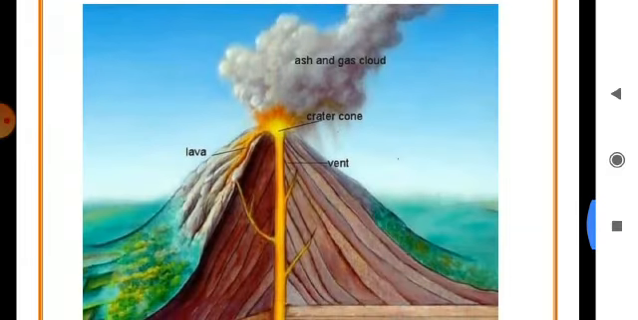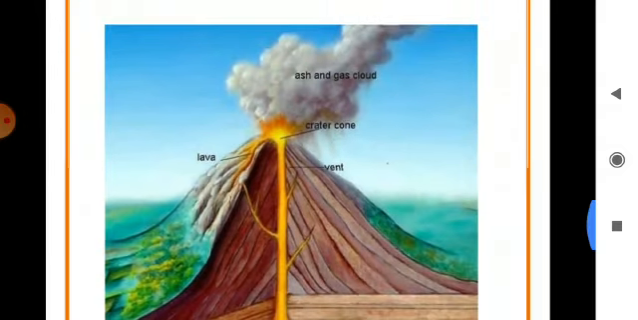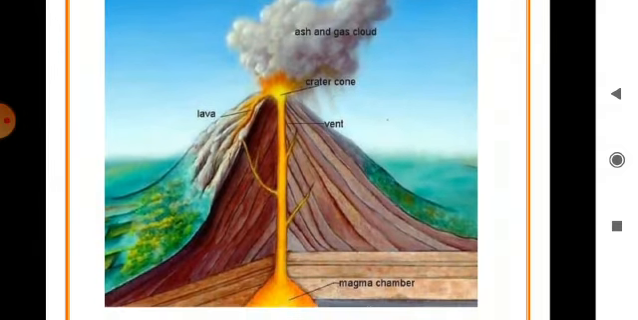Just follow the different parts of a volcanic mountain. The opening through which lava and other materials come to the surface is called the vent. The funnel shaped depression at the top of a vent is called the crater. From where the magma comes to the surface is called the magma chamber.